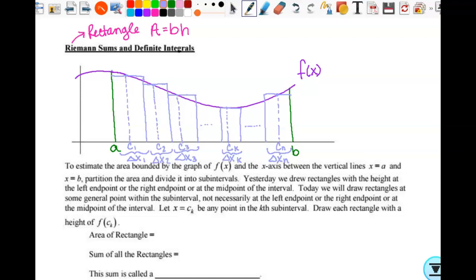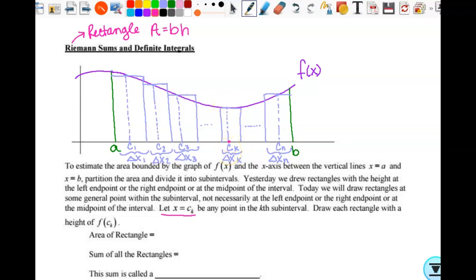We still have rectangles, but they're not left, right, or midpoint. So we have some general point in the subinterval, not necessarily at the left endpoint, right endpoint, or midpoint. So we're going to let x equal c sub k. This x value here, that's our c sub k. It's some random value that we have. That's going to determine the height. That c sub k, whatever that value is, let's say that's 12, that's not the base. That's not the height. That's the x value that we use to find the height. Does that make sense? So if I find the y value at this x value, that gives me the height of the rectangle.